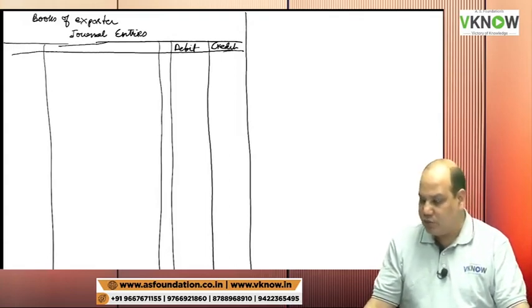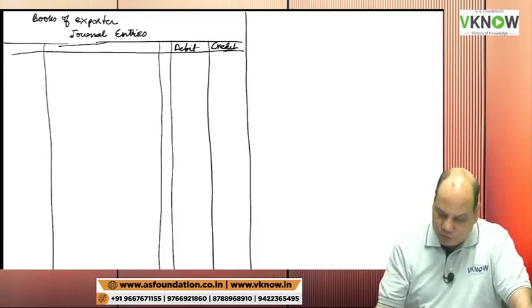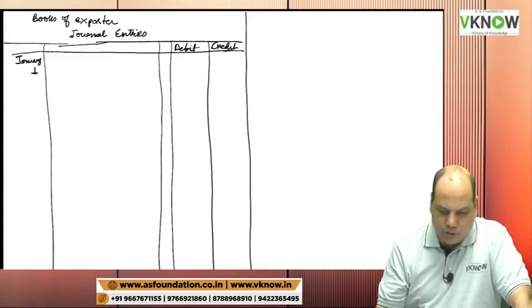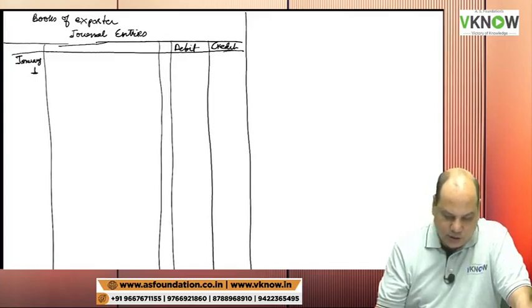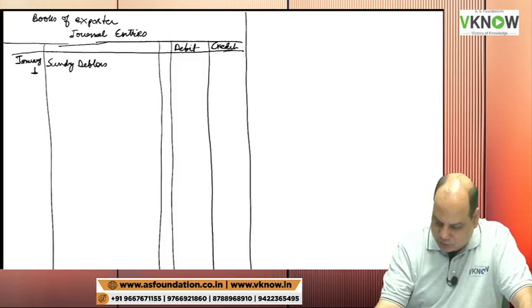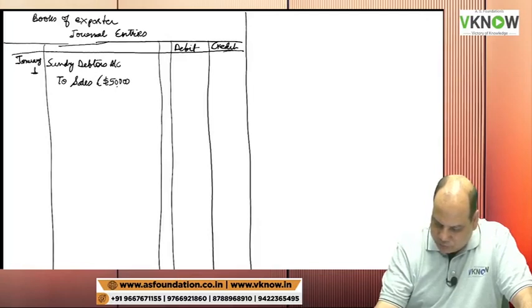So first you write down the normal entry for sale. Year is not given, so don't worry. Just write down January 1. On 1st January, there is a sale transaction. Entry will be sundry debtors account debit to sales, and the amount will be $50,000 into today's rate.